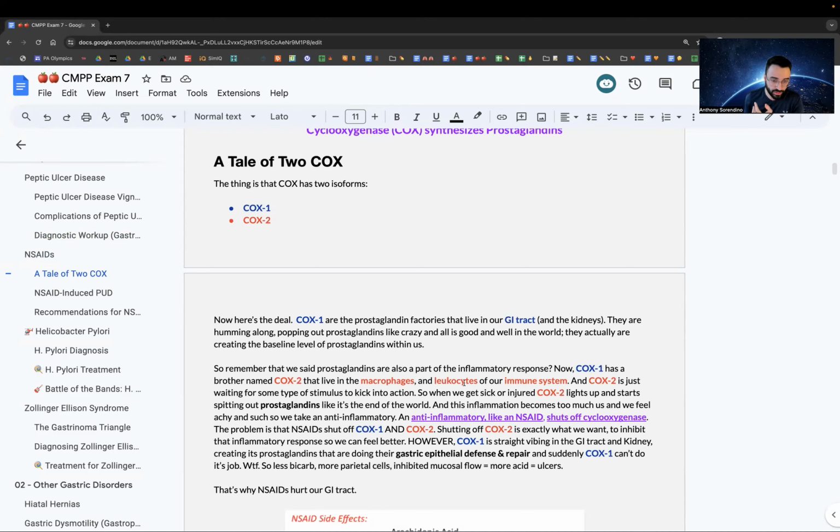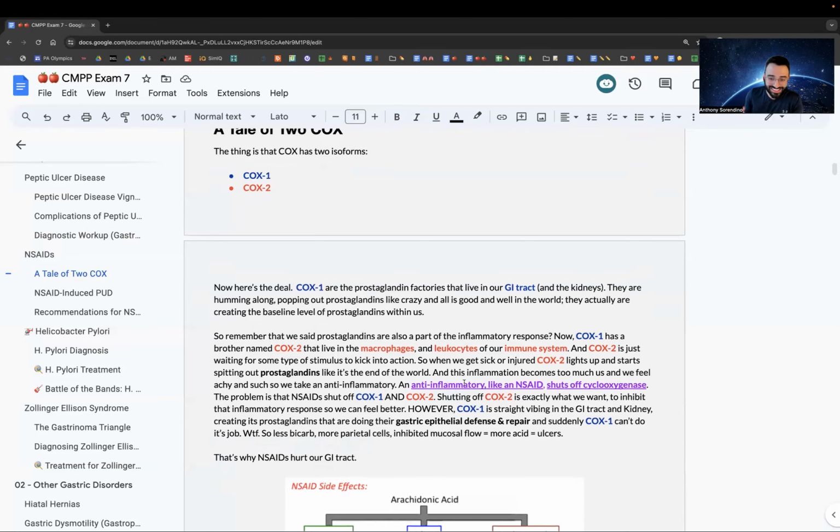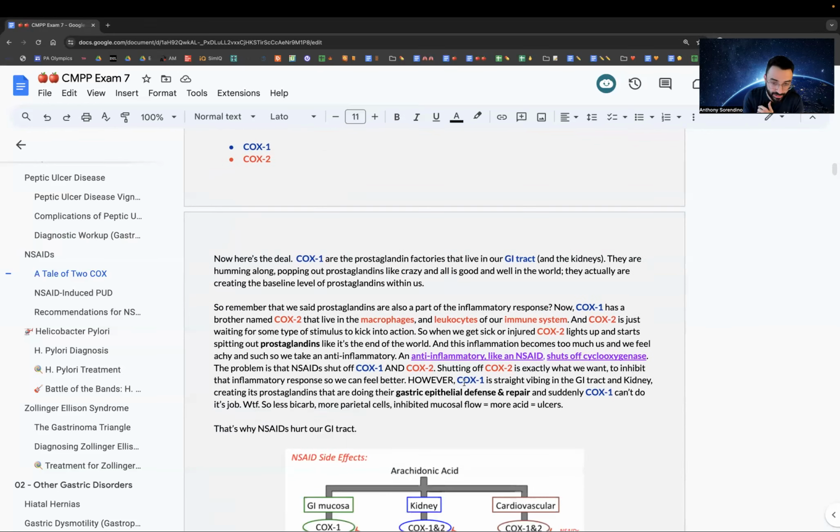This is the one involved in the inflammatory response. So COX-2 lives in our macrophages, our leukocytes, and our immune system, okay? So COX-2 is just waiting for some type of stimulus to kick into action. When we get sick, COX-2 lights up, starts spitting out prostaglandins like crazy. When we take an NSAID, an anti-inflammatory, it's going to shut off cyclooxygenase.